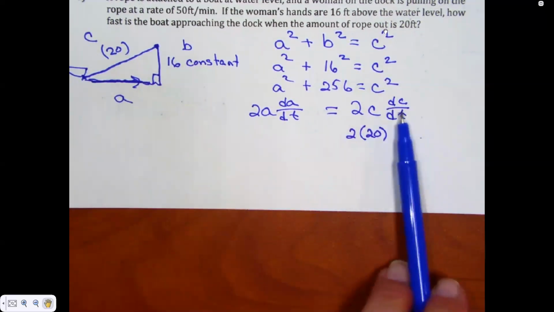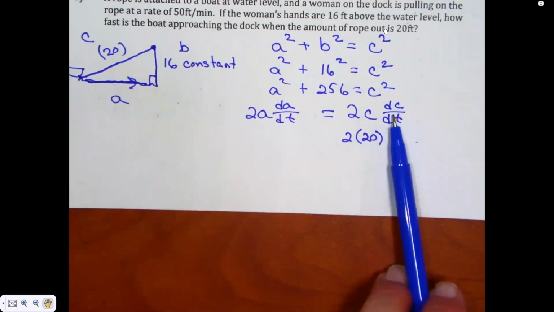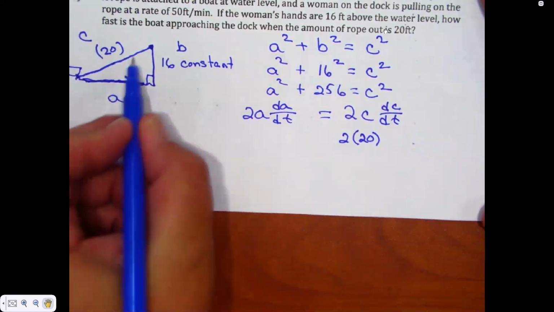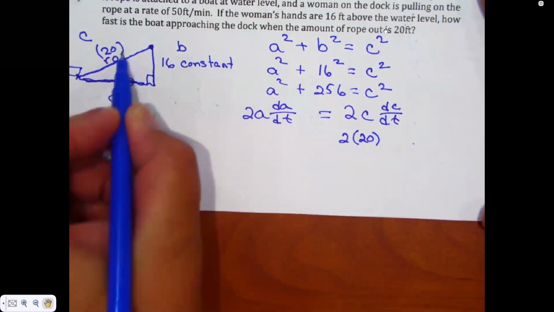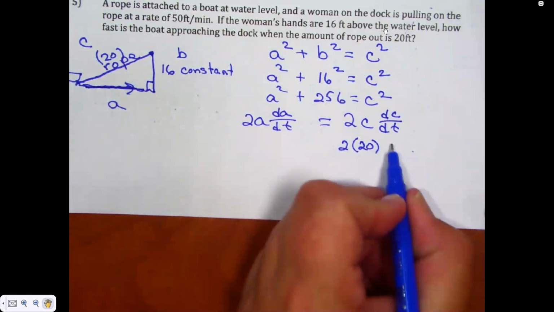Since I'm over here, do we have anything about the rate of the rope? Since we're right here, this is the rope. You could also do R if you wanted to, for rope. Don't forget that this is the rope. Do we have anything about the rate of the rope? She's pulling the rope in at 50. Yeah, so this is 50.